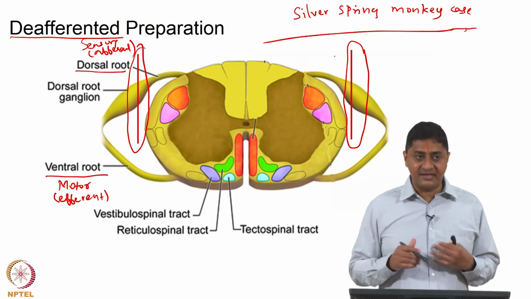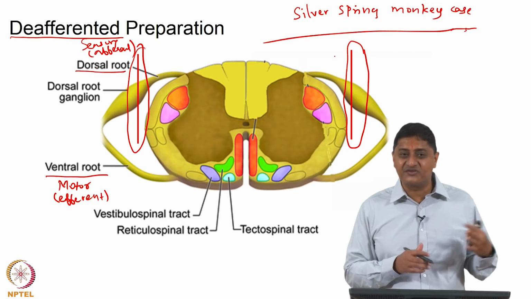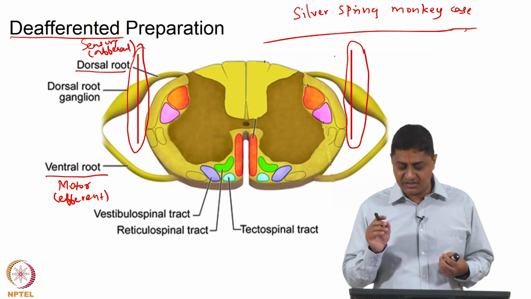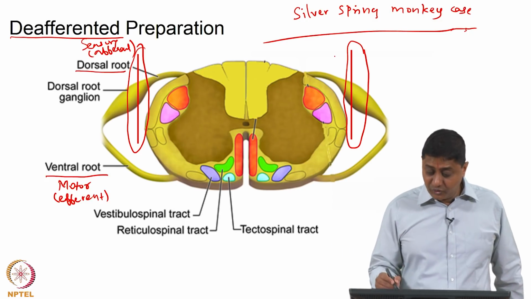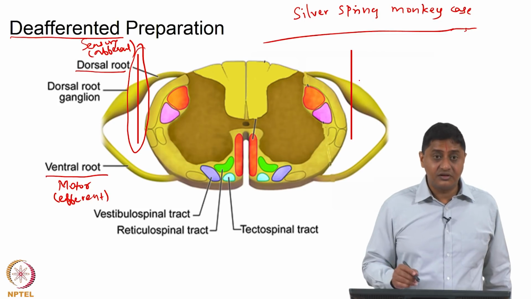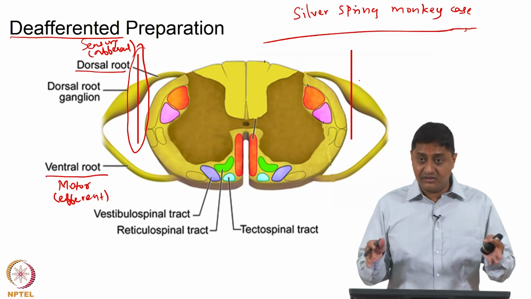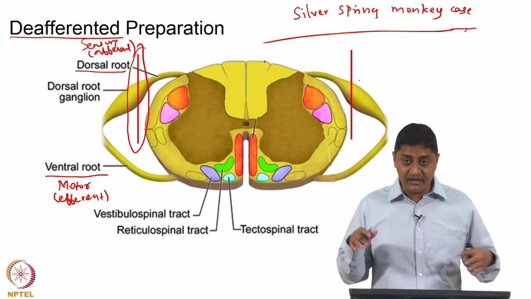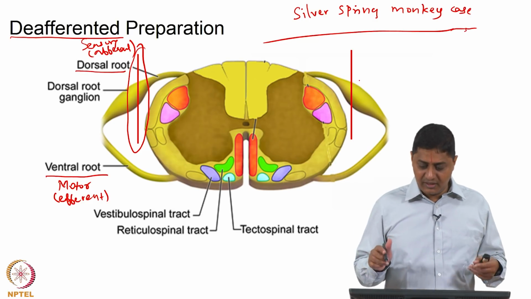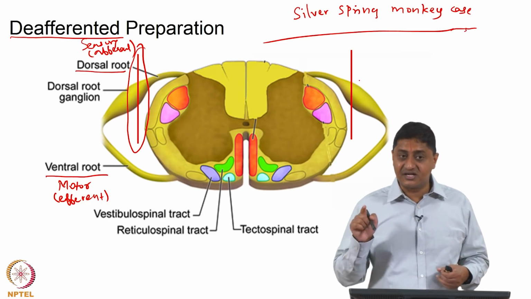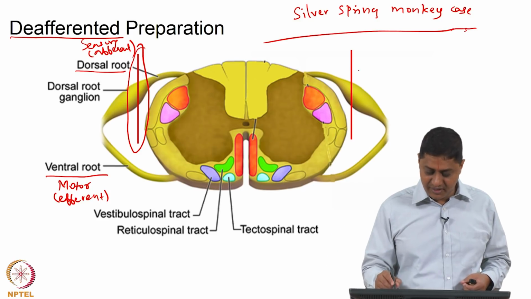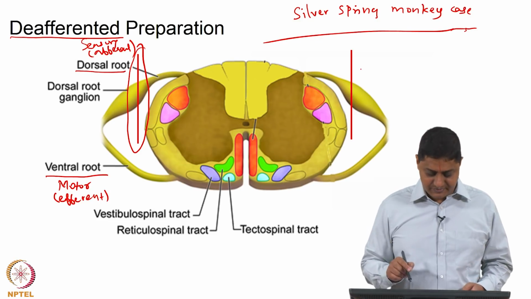And then the deafferented case, in which the sensory input is completely removed by cutting the dorsal root. By the way, let us remember, it could be unilateral or bilateral. Deafferentation can be done on one side or on both sides. The silver spoon case is the case where it is done unilaterally, check this anyway. It need not be done on both sides.